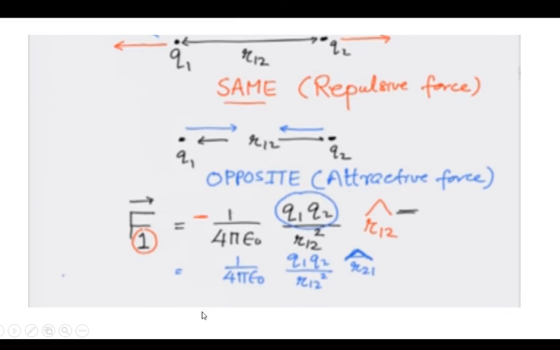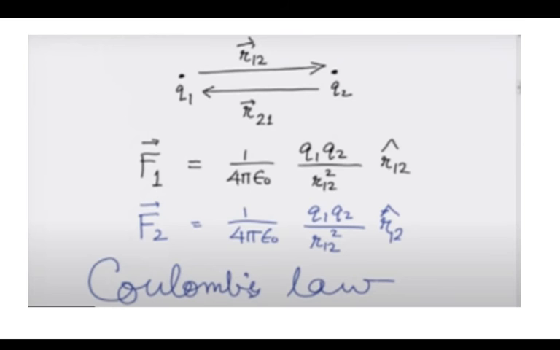This way we can calculate the force between two bodies with the same charge or opposite charges. Now we can represent Coulomb's law like this. There are two bodies, q1 and q2. The direction is represented by the vector r12, and here is the vector r21. The force acts as F1 equal to 1 upon 4 pi epsilon naught, q1 into q2 divided by r12 squared, into r12 cap, which is a unit vector.